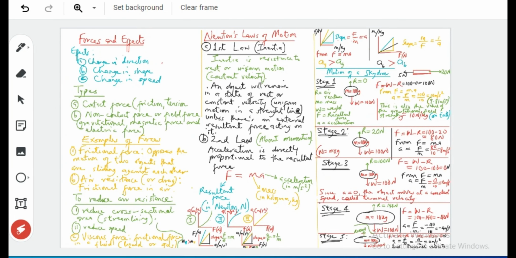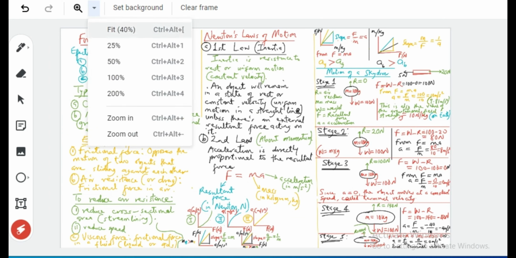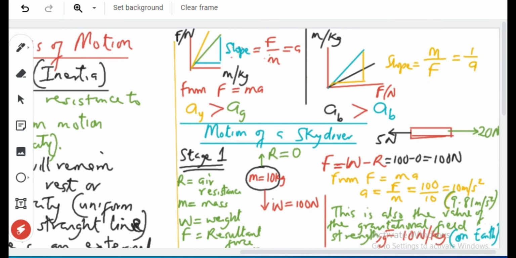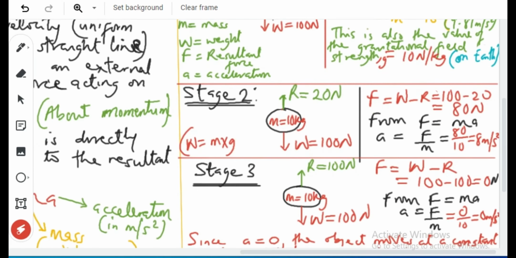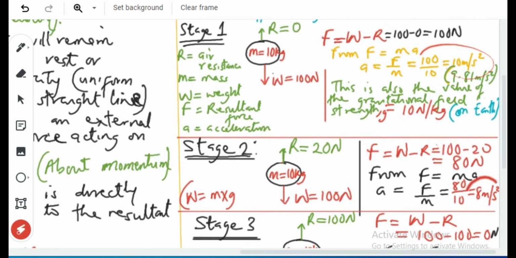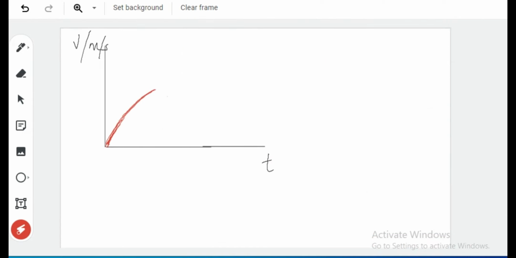I represented that because the second stage is constant speed. How do we represent constant speed? A straight line, like this. Beautiful. The first and second stage is decreasing acceleration. We have shown that. Third stage is constant speed. So how will the line go? Straight. You mean horizontal? Yes. So you have a horizontal line like this.